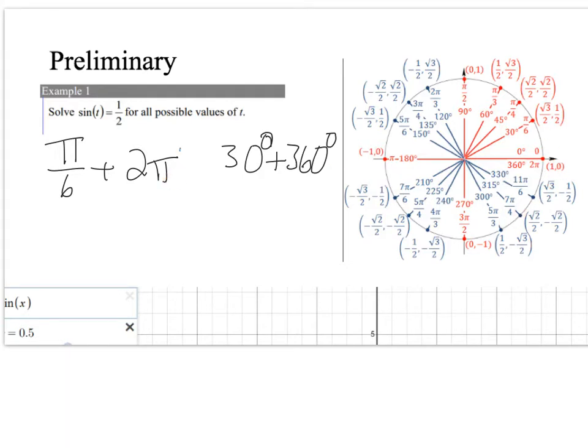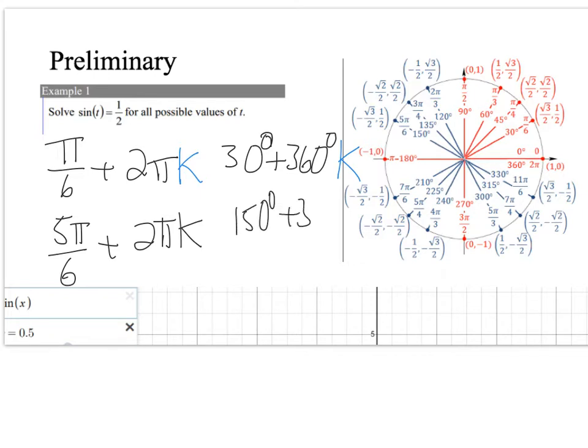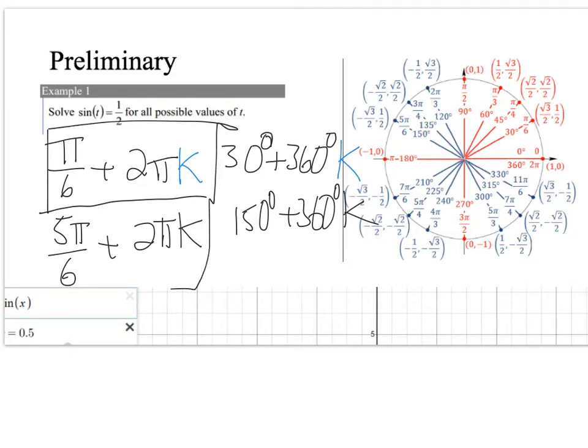So the way we show that is we write a k next to it, to show that I'm going to multiply by however many times around to get my solutions. Now the same thing can be said about 5 pi over 6. I'm going to add 2 pi k. Of course I could do 30 degrees, or 150 degrees plus 360 k degrees, but it's better to use radians in trig.